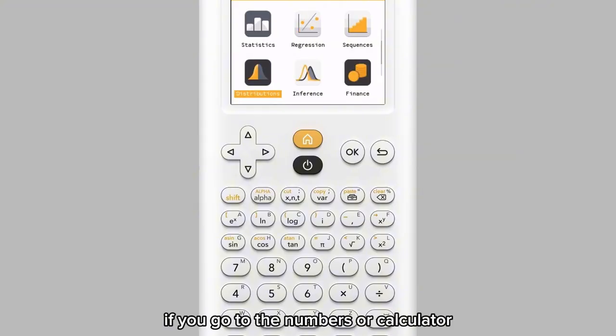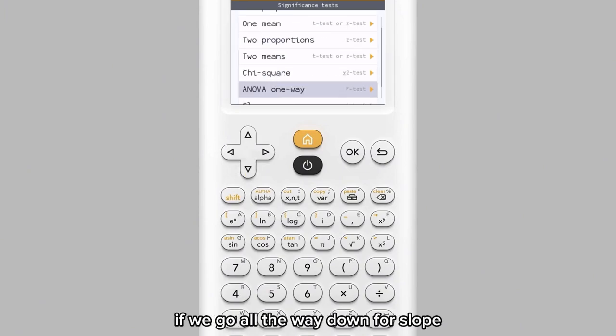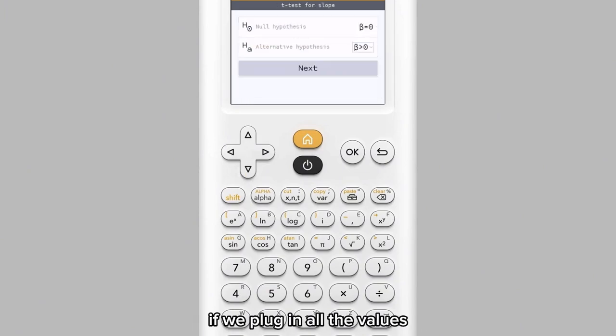Also, if we go to the calculator, we can always double check our work for a test or interval. For example, if we go all the way down for slope, plug in all the values and keep going, it'll give us the result. Only use this to double check your work, because you still have to show all your work for a specific answer.